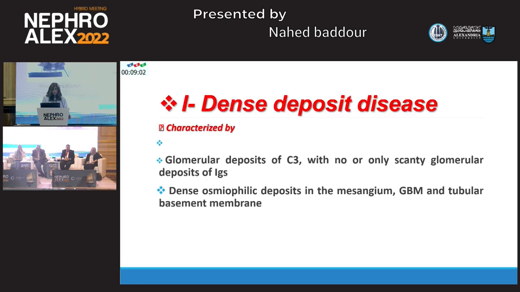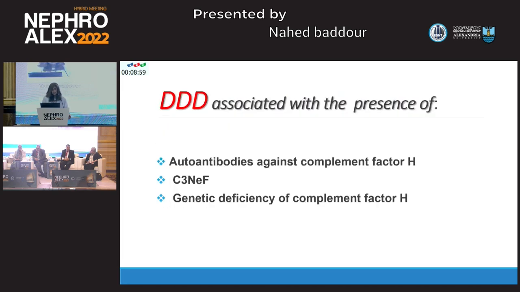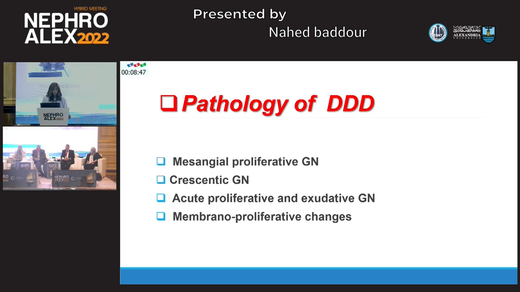So the pathologic forms, you have dense deposit disease. And with dense deposit disease, you have autoantibodies against complement factor H, so the C3 nephritic factor, and a genetic deficiency in complement factor H. Now, I think we have to take care that dense deposit disease doesn't have to be an MPGN type morphology. You can have a mesangial proliferative pattern, a concentric pattern, an exudative pattern of GN like what you see in post-streptococcal, and a typical membranoproliferative pattern, but it is not restricted by all means to membranoproliferative changes.